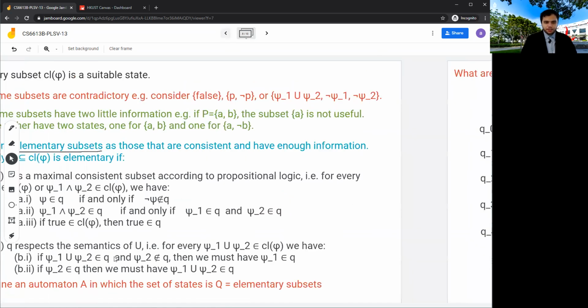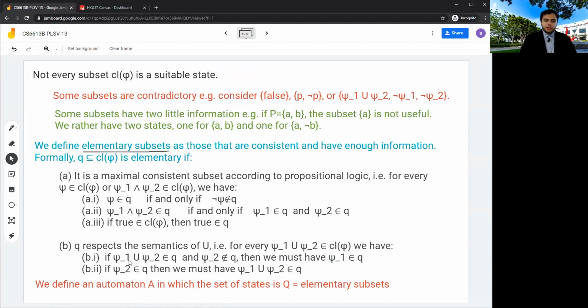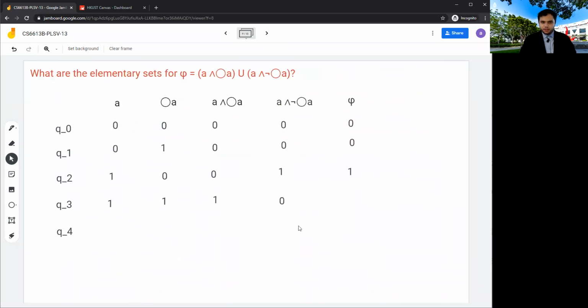Now, what happens here? Let's look at the rules of until. It says if you put psi1 until psi2, and you don't put psi2, then you should put psi1. Okay. So here, basically what it says is that if I put a 1 here, because I have a 0 for psi2, then I should have a 1 for psi1. And that's fine. So this is another one of my subsets.